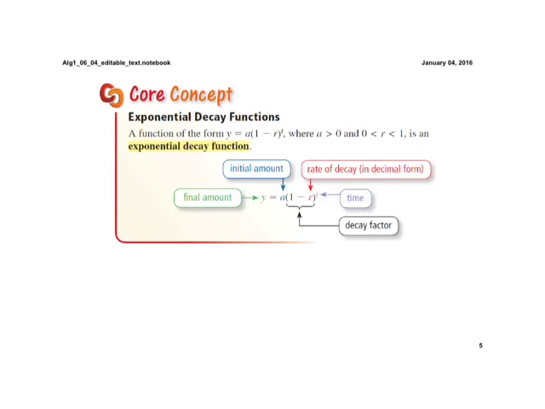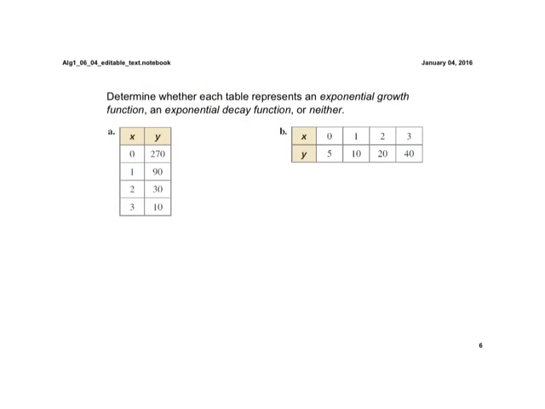All right, now switching gears to exponential decay. Okay, the big difference between growth and decay is when we look in the parentheses, if that value is greater than 1, we're going to have exponential growth. If it's between 0 and 1, we're going to have exponential decay. And we'll see that in examples as we go forward. Everything else stays the same in the formula.